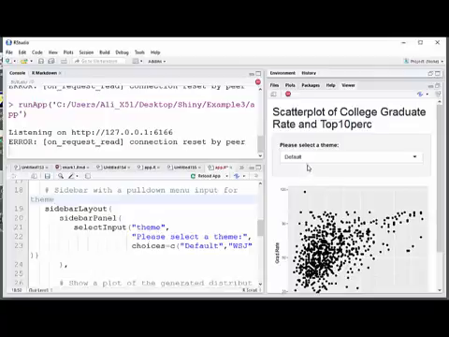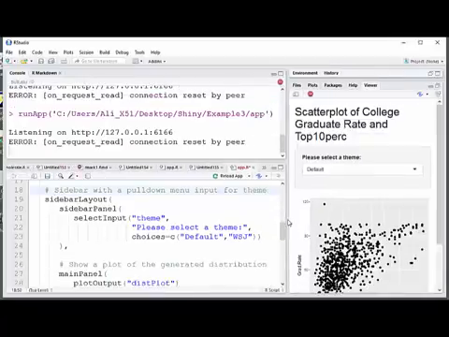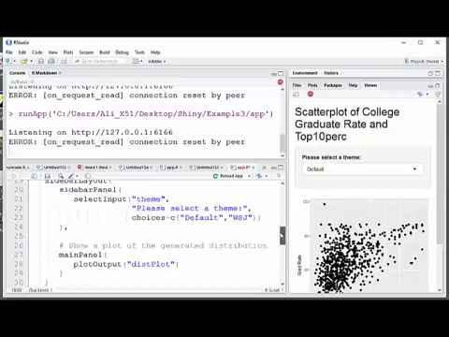And then my directions here were please select a theme, and then I have to tell it what my choices are going to be, and they're going to be choices equals C, concatenate, default, or Wall Street Journal. If we pulled this over a little bit, you would see that there's some parentheses and stuff there. Okay, and then just going on down.